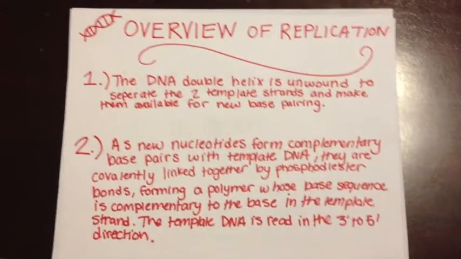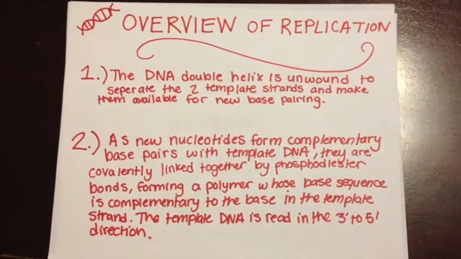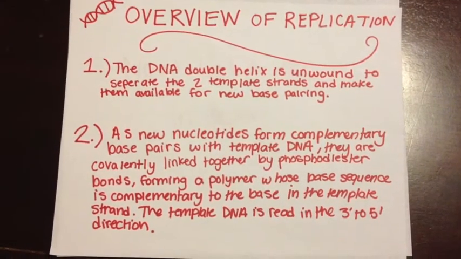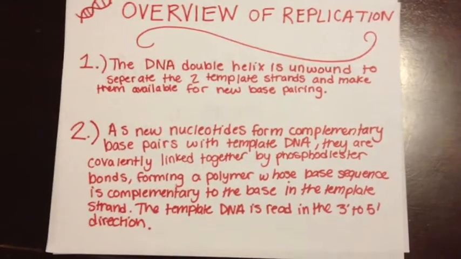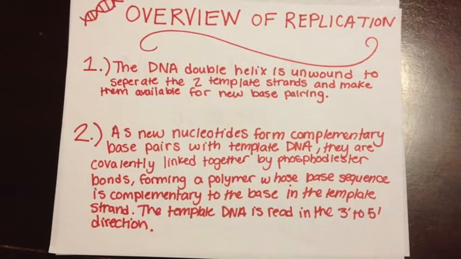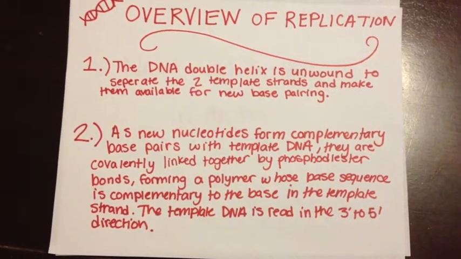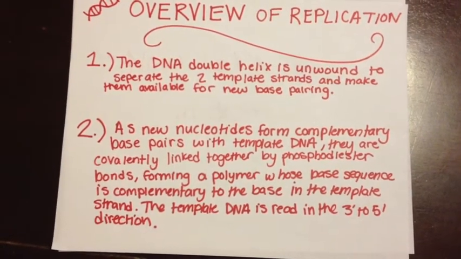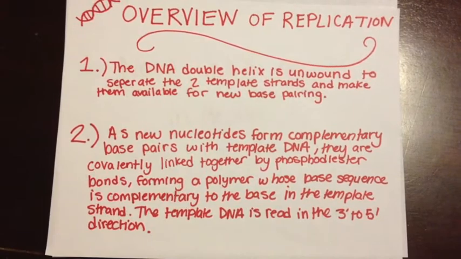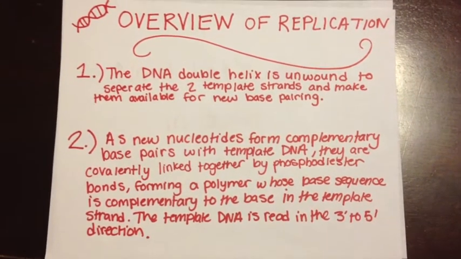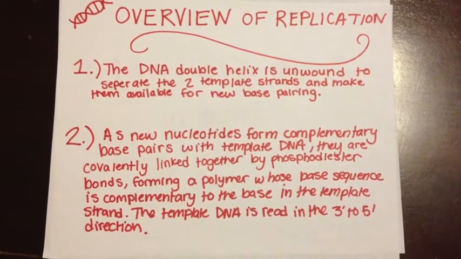An overview of replication. First, the DNA double helix is unwound to separate the two template strands and make them available for new base pairing. Then, as new nucleotides form complementary base pairs with template DNA, they are covalently linked together by phosphodiester bonds, forming a polymer whose base sequence is complementary to the base sequence in the template strand. The template DNA is read in the 3 to 5 direction.